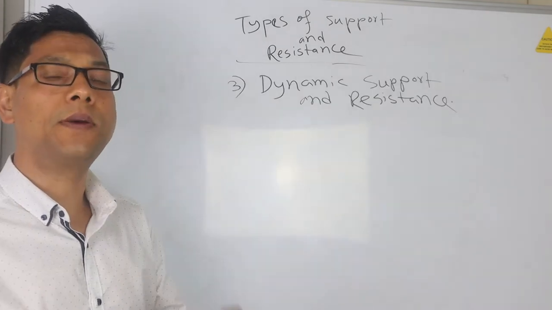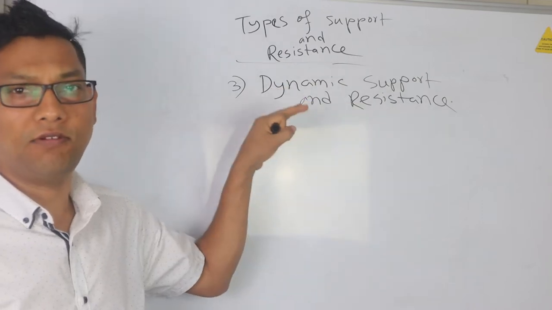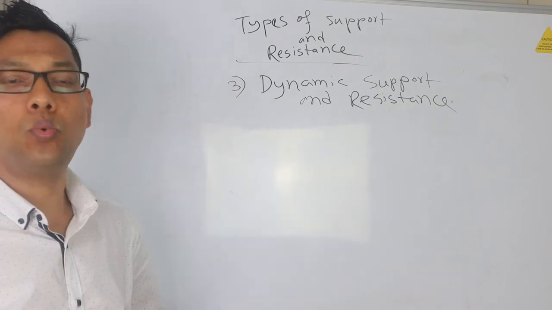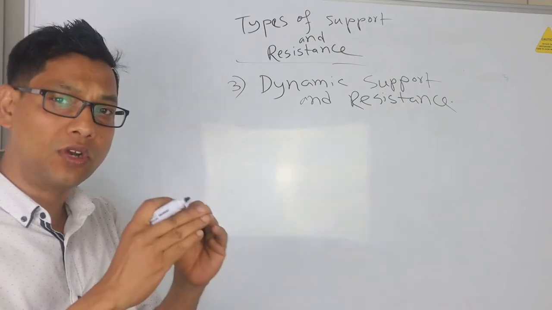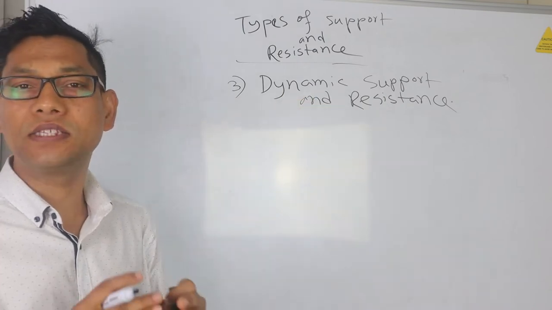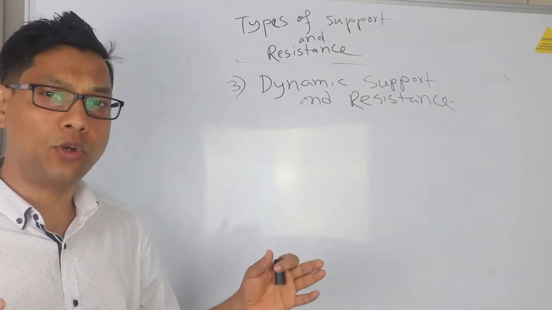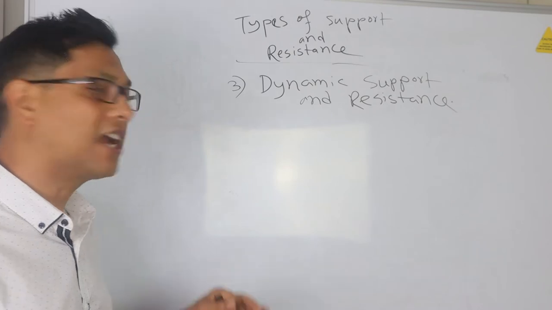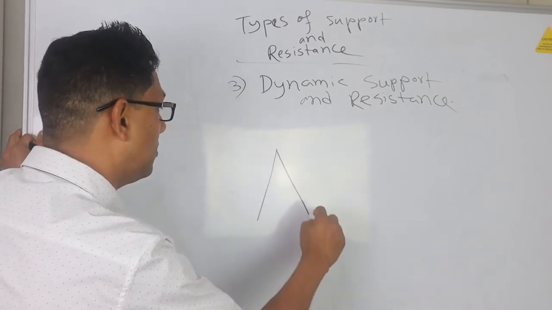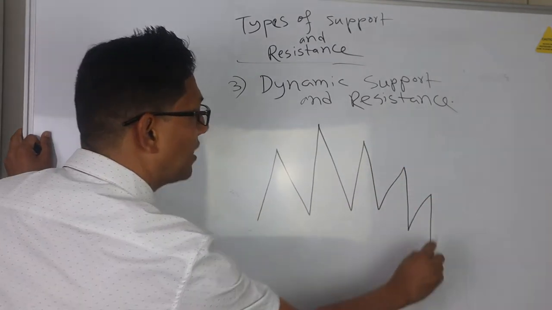The third kind of support or resistance is dynamic support and resistance. So when you see an instrument moving in a dynamic way, that means the support and resistance is not straight, then we can consider it a dynamic support and resistance. There are basically two kinds of dynamic support and resistance. The first kind is when you see an instrument moving something like this, in a circular way.